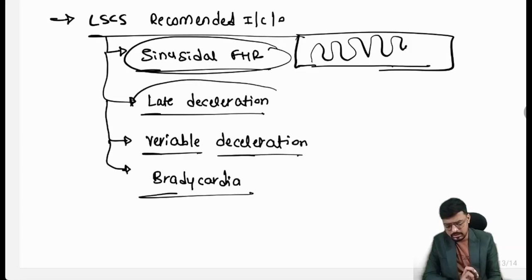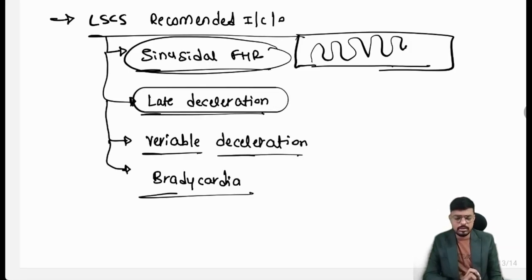Okay, in case of late deceleration, which we see in uteroplacental insufficiency, the fetus is getting less blood inside the uterus. The fetus may get hypoxic encephalopathy and may die due to the lack of blood supply. So in order to prevent that, we have to go immediately for a lower segment cesarean section. Very important thing.